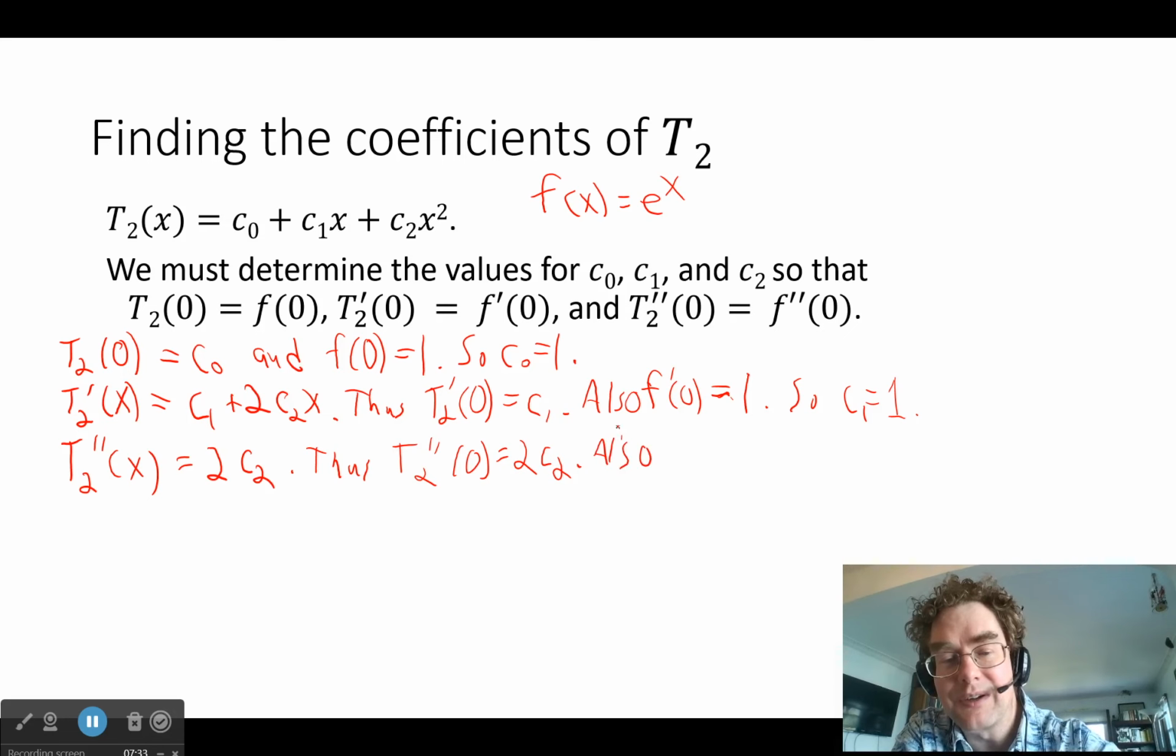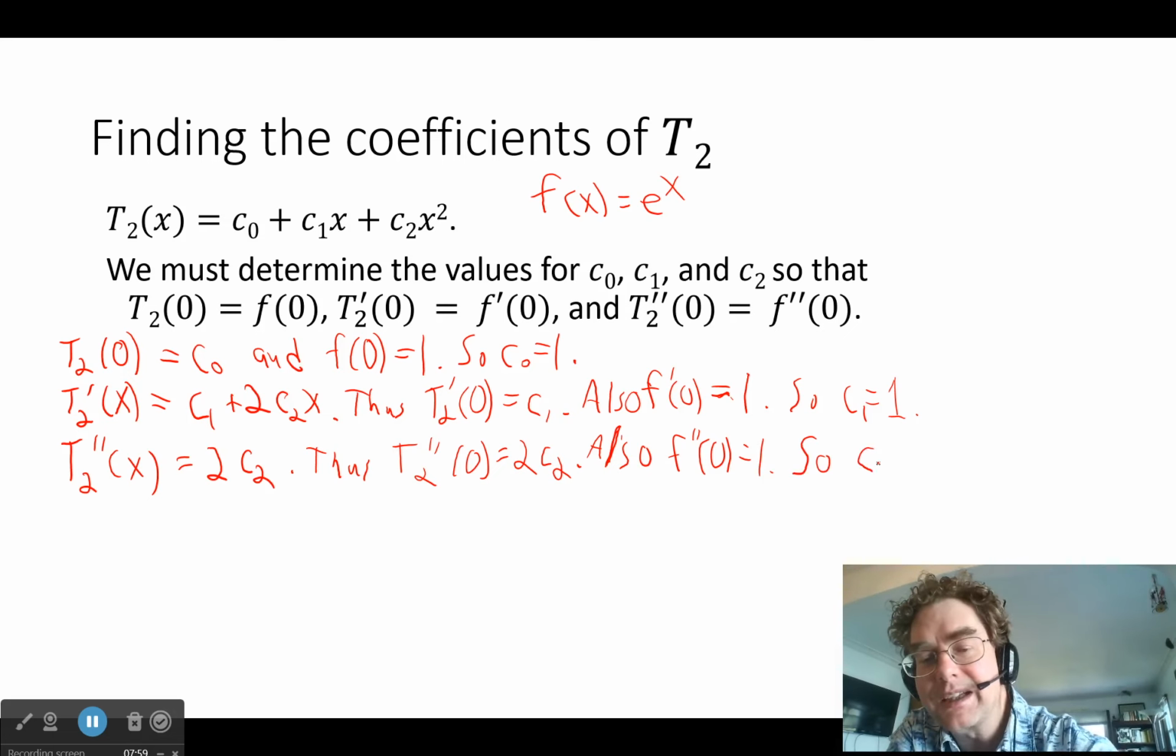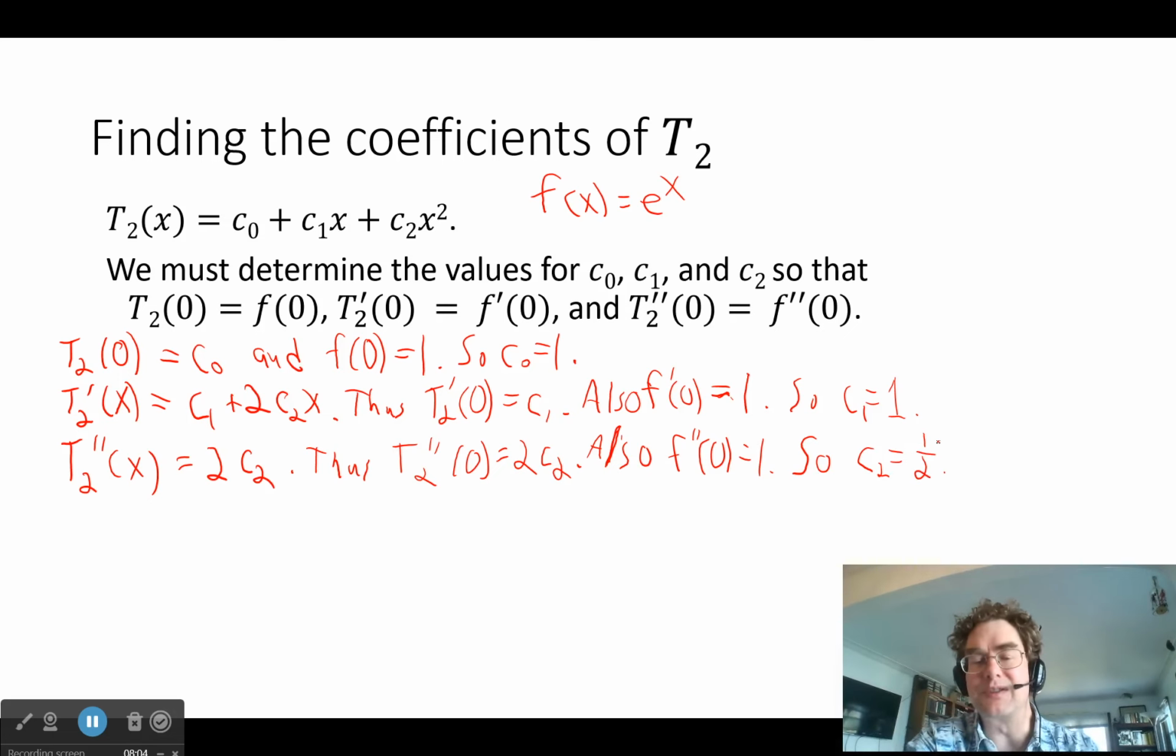And then the exponential function's derivatives keep that nice consistency, as they tend to do. So f double prime of 0 is equal to 1. Now if we equate those, we've got 2c2 equals 1. We've got a little bit of solving to do this time. We divide that 2 over to the other side to get c2 by itself, so c2 ends up being 1/2. All right, there we go.